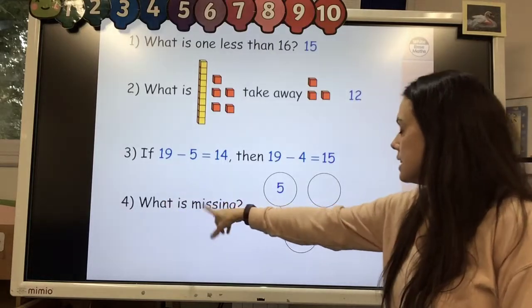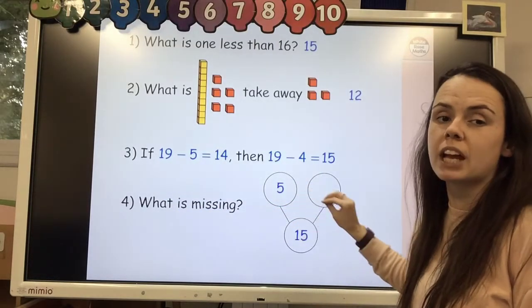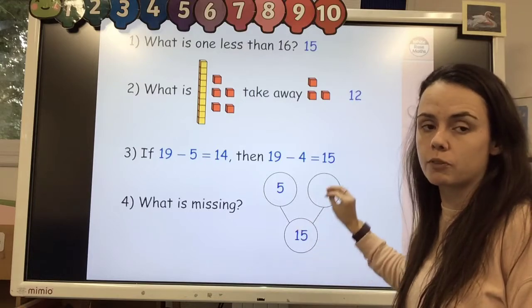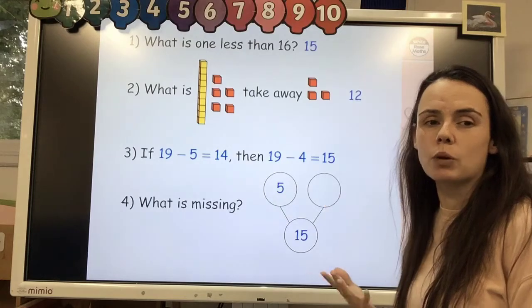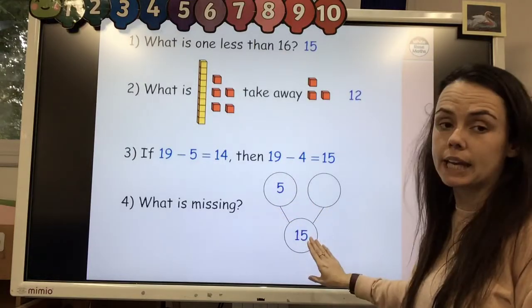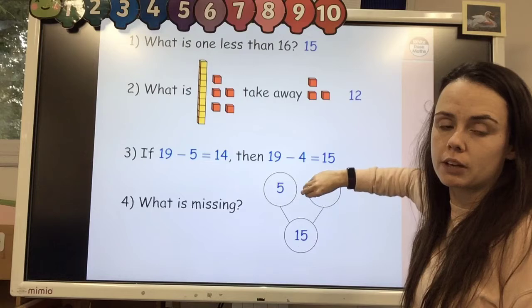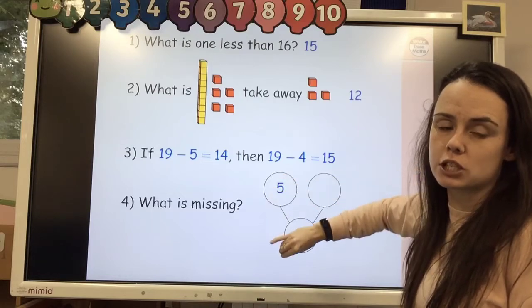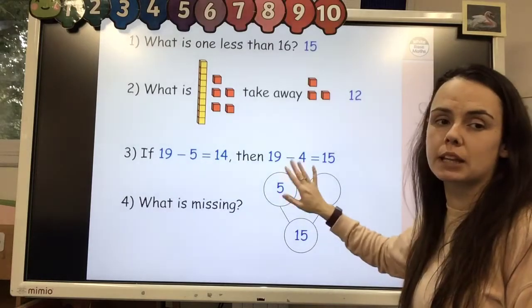Now what is missing? So we've got our part whole model here, and we've got our whole number, and we've got 1 part, but we're missing a part. How can we work out the answer? Yeah, we can take this from here. So if we take this from here, it will show us what goes here. Because remember, if we add these 2 together, it should make this. Whereas if we use this to take either one of these away, it will make the missing gap.